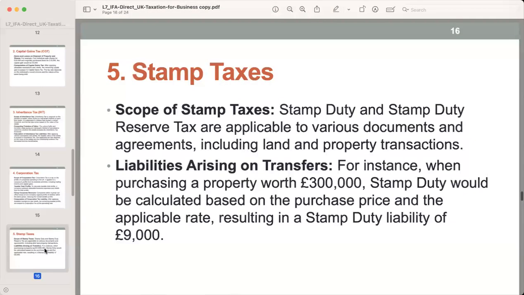Stamp taxes. Can anybody tell me about stamp taxes, if anyone is there?